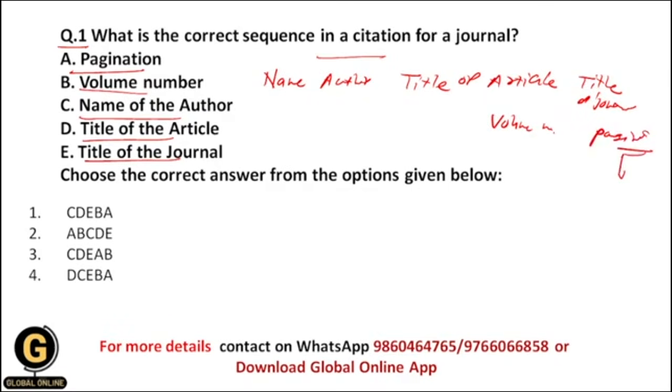Pagination means page numbers, on which page what is there, or in that particular whole journal, on which page that article is there. So that is nothing but the pagination or page number. So your correct answer should be 1, because C will come first, then D, then E, then B, and then A.